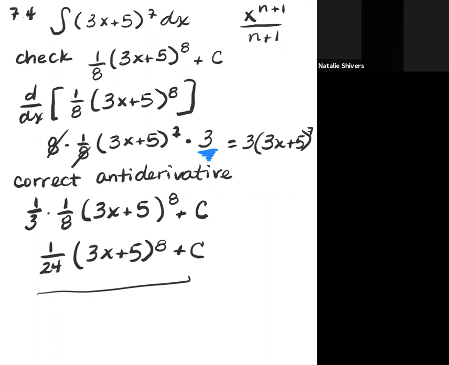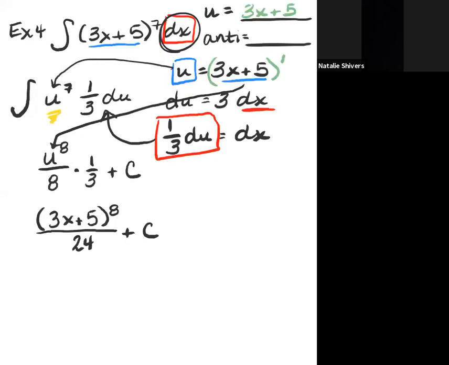But you'll see that if we do the same thing with this u substitution piece right here, it just becomes easier to do the same pattern. So let's do another one that's just like that one.